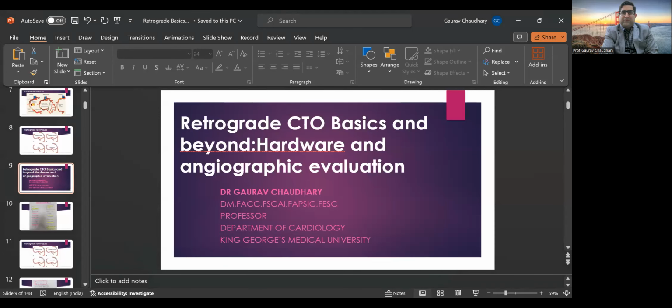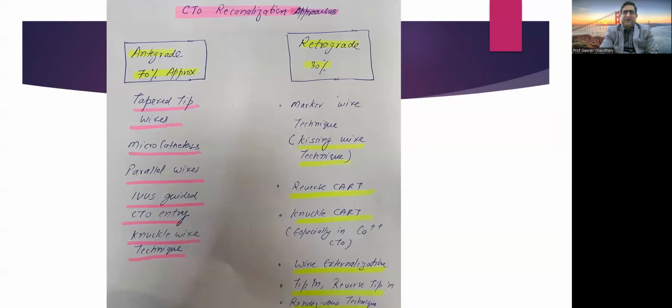So, first of all, we have to keep in mind that 70% of CTOs still can be recanalized antegradely by use of various tapered wires, microcatheters, wire techniques, IVUS guided CTO entry, or knuckle wire technique, or ADR. But there would be 20 to 30% cases that would require a retrograde CTO PCI.